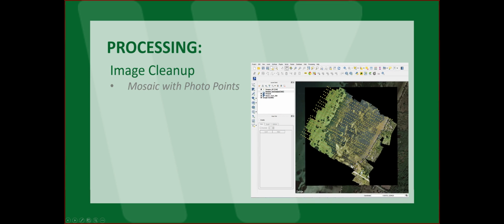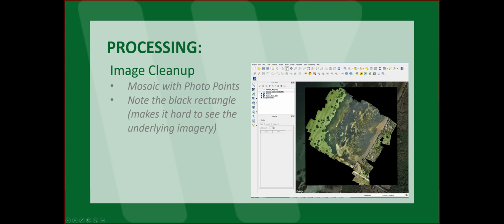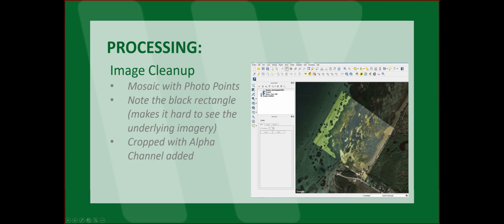Image cleanup. Here again is the mosaic with the photo points. You'll note the black rectangle. This makes it hard to see the underlying imagery. The solution is to crop the area and add an alpha channel. Now we have something to analyze.